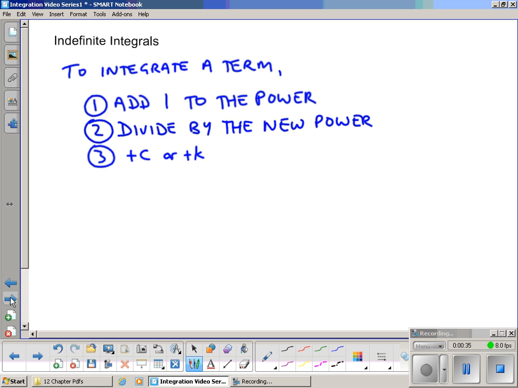Now the overall pattern here is our method to find an indefinite integral. We integrate each term, we add 1 to the power, and we divide by the new power. And we also have to not forget to add c or add k at the end of it. I'm sure you've had that explained to you by your teacher. Anytime we integrate and we haven't got any numbers to plug in, we have to leave it as a plus c or a plus k. So let's have a look at a few examples and see how it actually works.